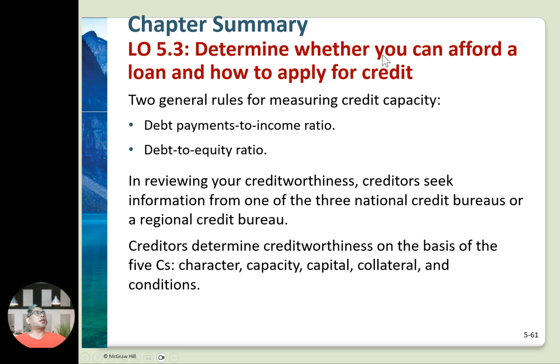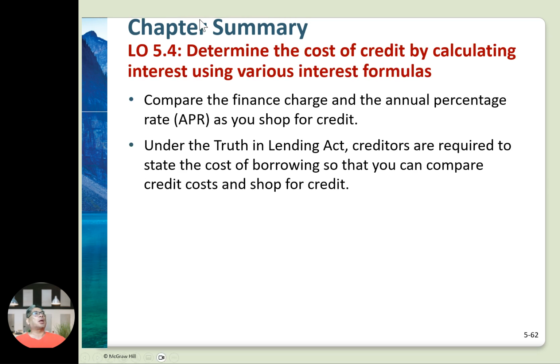Objective number 3: determine whether you can afford a loan and how to apply for credit. There are general rules for measuring credit capacity, such as debt payment to income ratio and debt to equity ratio. Objective 4 summary: determining the cost of credit by calculating interest using various interest formulas, comparing the finance charge and the annual percentage rate, or APR, so that you can shop for credit.